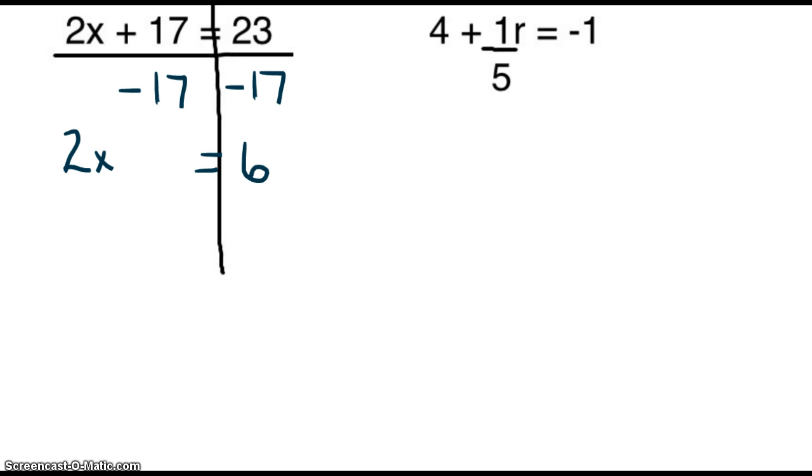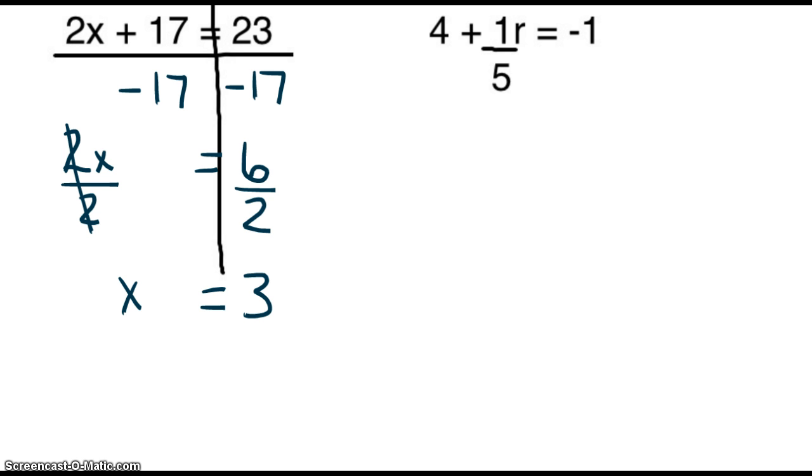From here we have 2 times x equals 6. 2 times x, we're going to undo, or do the opposite, by dividing by 2. 2 divided by 2 is 1, which leaves us our x. And then we have x equals 6 divided by 2, which gives us 3.